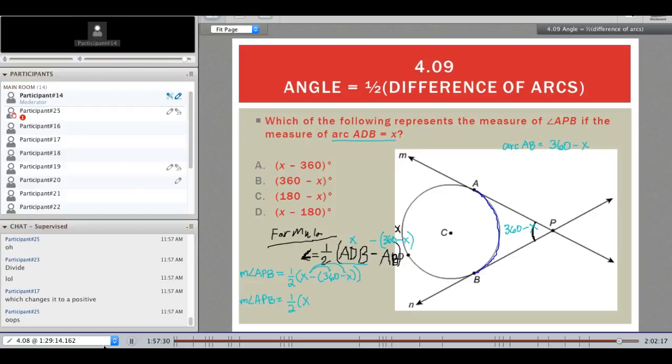So we have X minus 360 plus X. Does everyone agree there? Okay, so be careful because minus times this minus is where the plus is coming from. Now inside the parentheses, we have an X and another X. We can put those together. Good, so we have 2X minus 360 inside the parentheses.